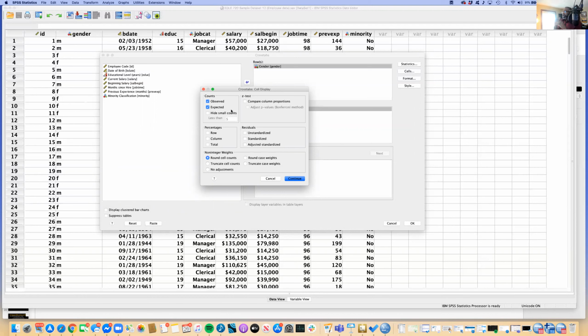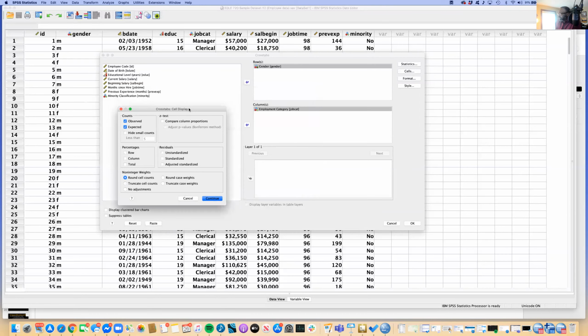This is the count that we would expect if there's no relationship between these two variables, right? And so if your observed count is different than your expected count, then generally you're going to say, okay, there is a relationship. If they're about the same, then there's likely not going to be a relationship between these two variables. And again, what we're trying to figure out is, is there a relationship between gender and job category? So do we uncheck the observed or do we leave it there as well? No, you keep both, observed and expected.